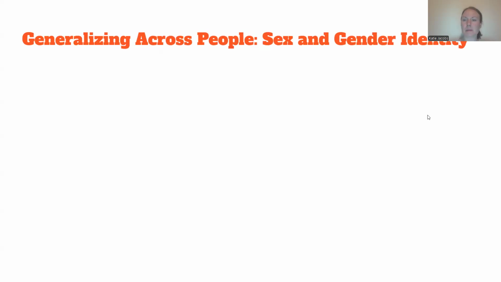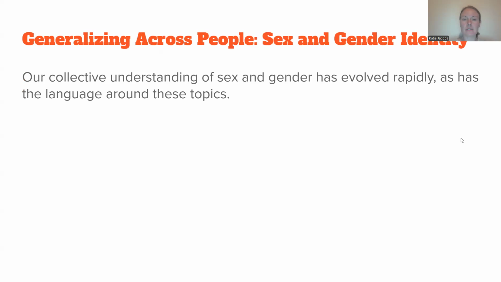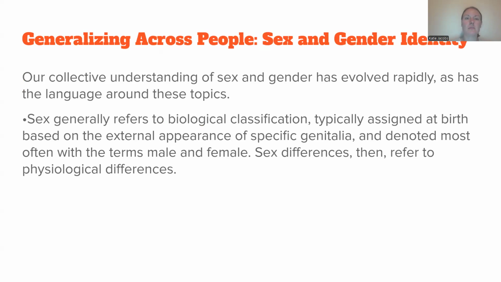All right, so generalizing across people: sex and gender. Our collective understanding of sex and gender has evolved rapidly as the language around these topics has changed. Typically when researchers say sex, they mean biological sex, the biological classification typically assigned at birth based on external appearance of specific genitalia and denoted most often with the terms male and female. So when we talk about sex differences, we're talking about physiological differences. There is a third biological sex, which is intersex, a spectrum in between male and female. But a lot of countries don't have that classification for different reasons, and so generally we only see people classified as male or female.